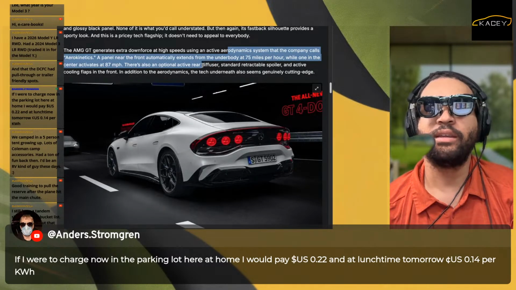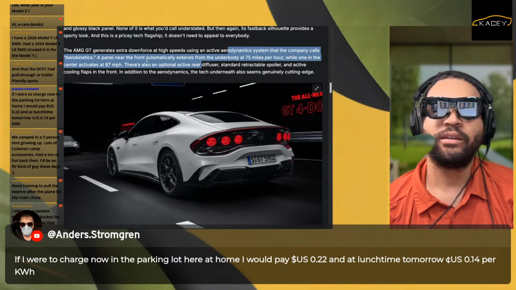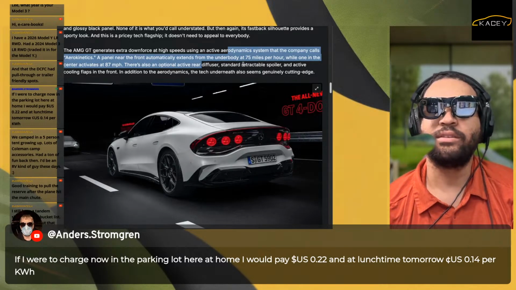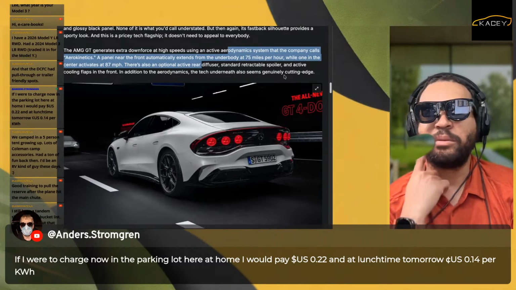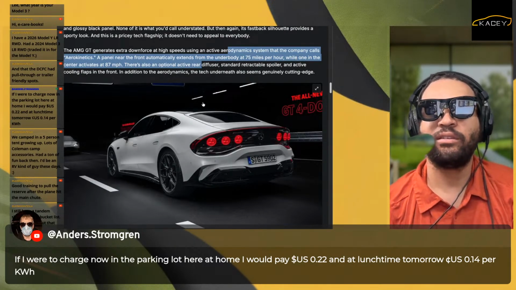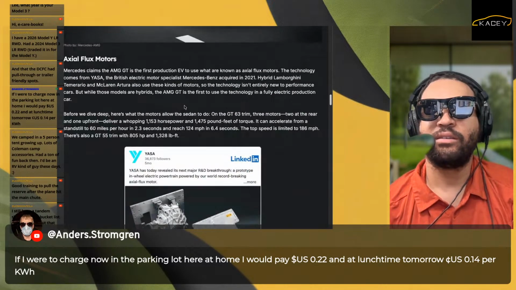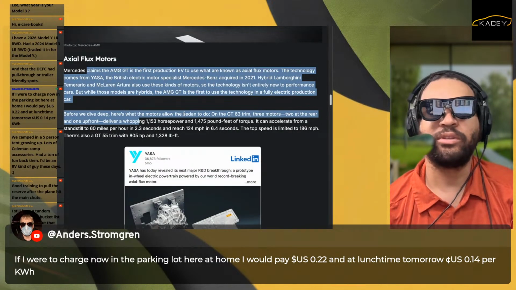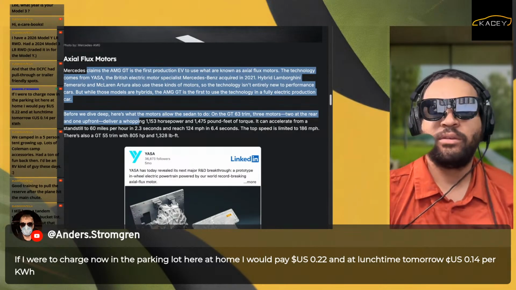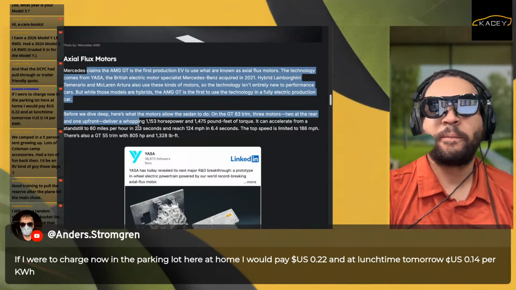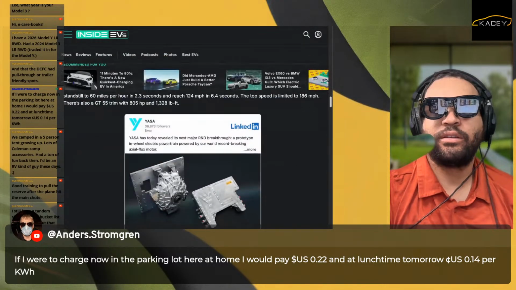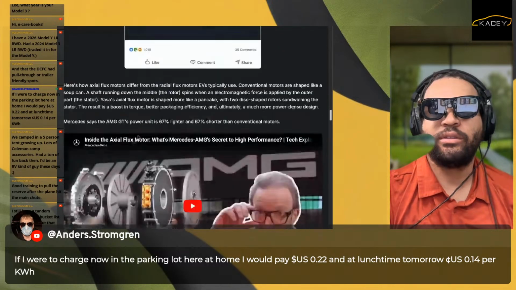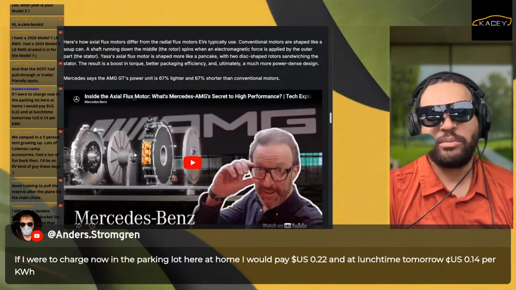Active aero that activates at 87 miles per hour. No, a panel near the front automatically extends on the underbody at 75 miles per hour, while one on the center activates at 87 miles per hour. I mean, yeah, you do want to be able to keep the rubber side down. Cooling flaps. Axial flux motors. Okay, so we've heard a little bit about axial flux motors from Ricky with Da Vinci and Yasa and Monroe. Okay, so it uses axial flux motors, which they've been talking about a long time, so I guess they finally got one in there.